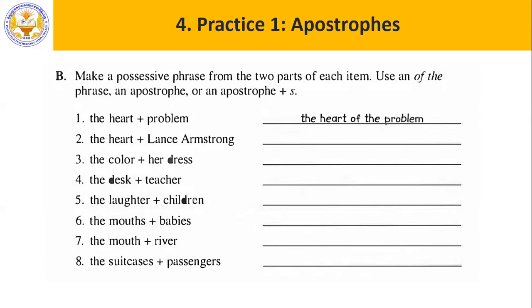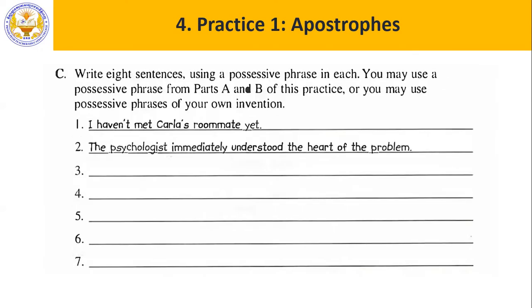Another practice: make a possessive phrase from the two parts of each item. Use an of-phrase, an apostrophe, or an apostrophe s. Number 1 is an example. Another practice: write each sentence using a possessive phrase in each. You may use a possessive phrase from part A and B of this practice, or you may use possessive phrases of your own invention.